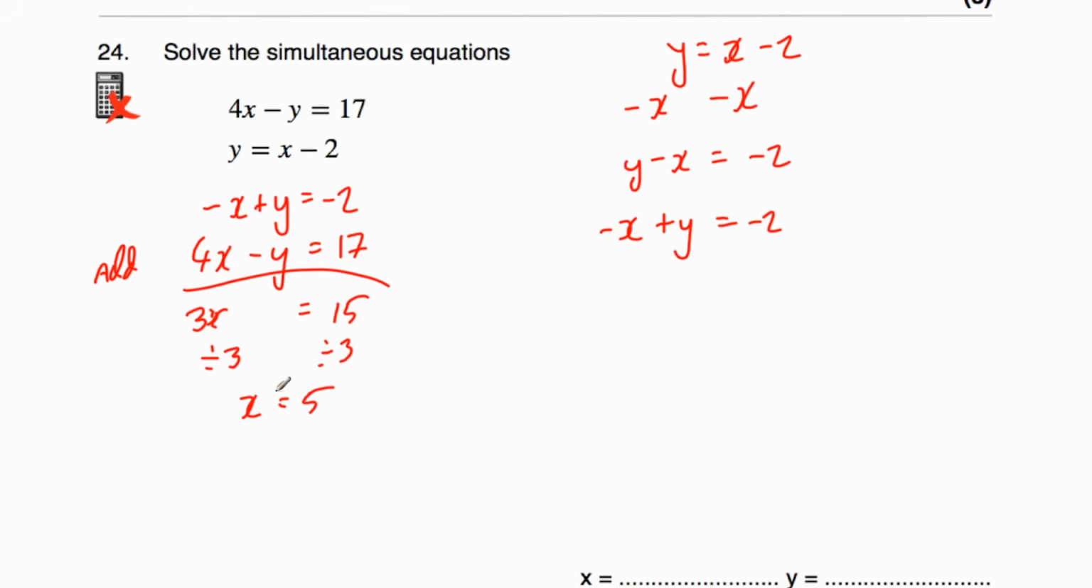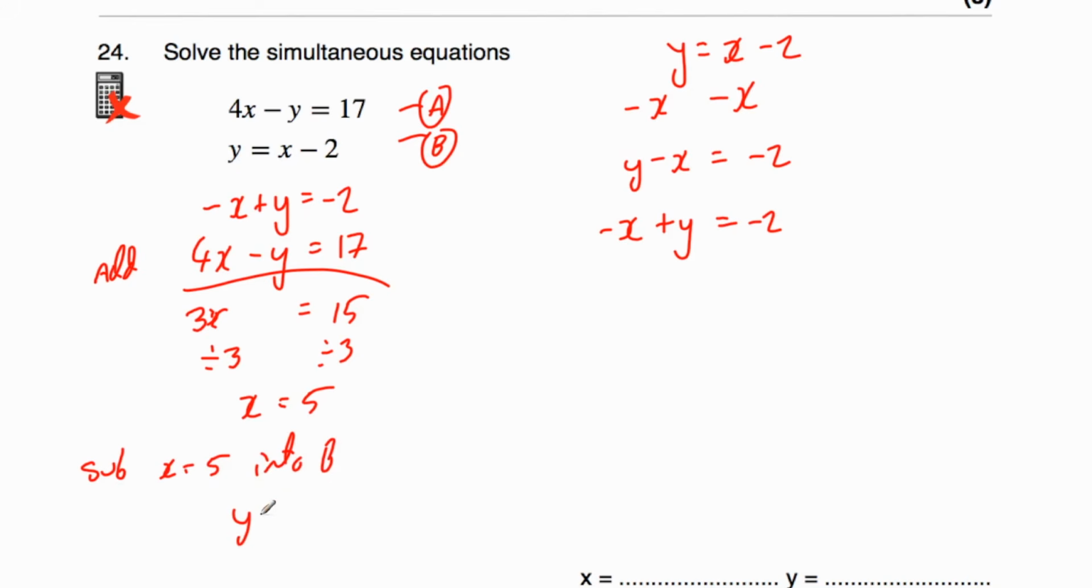Now we know that x is equal to 5. Let's substitute that into one of our equations. So let's substitute it into our bottom equation here. Our y equals x minus 2. So let's call that equation A and that equation B. So sub x equals 5 into B. And see what we get.